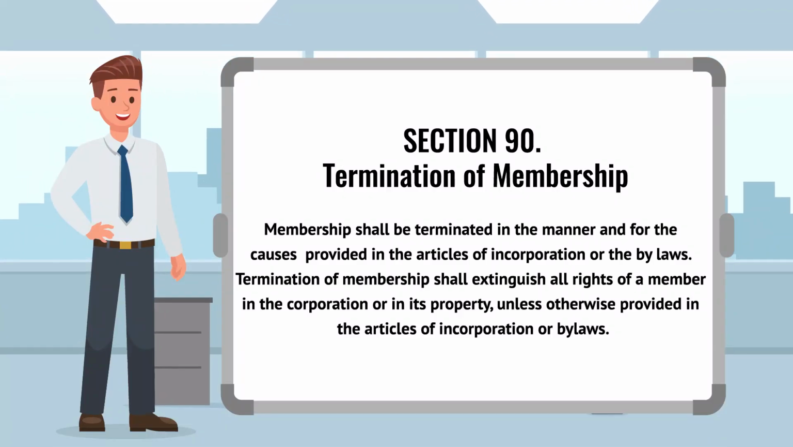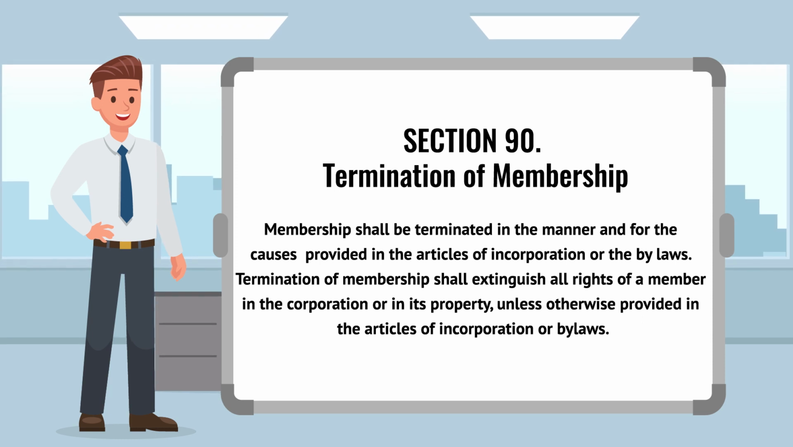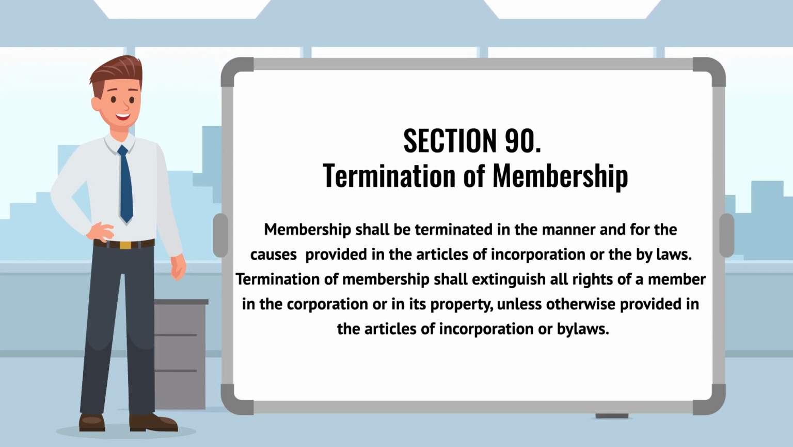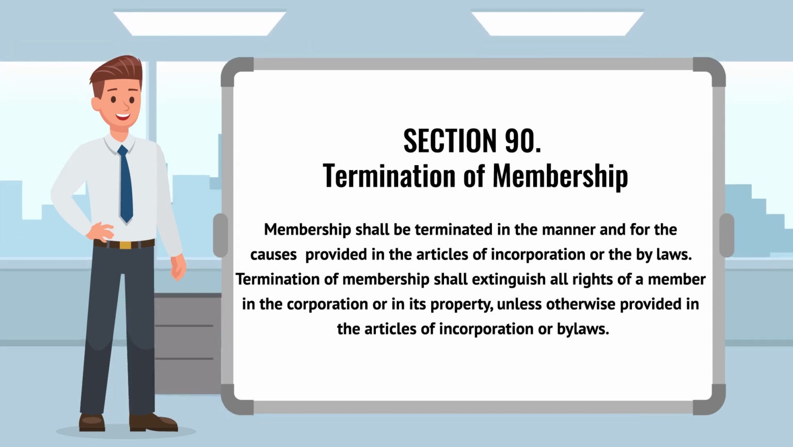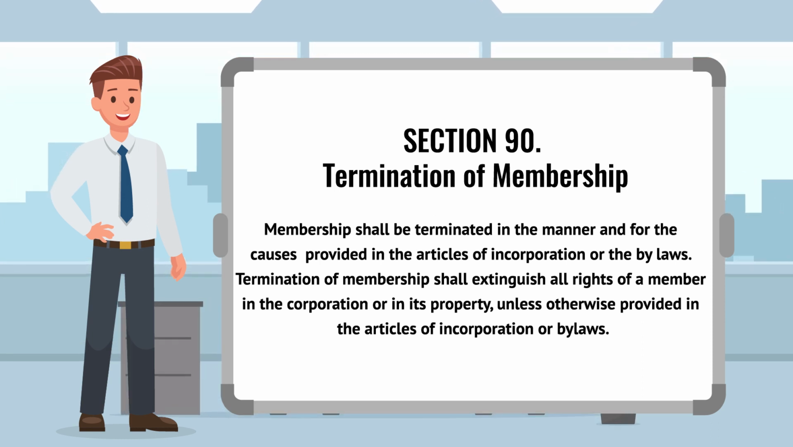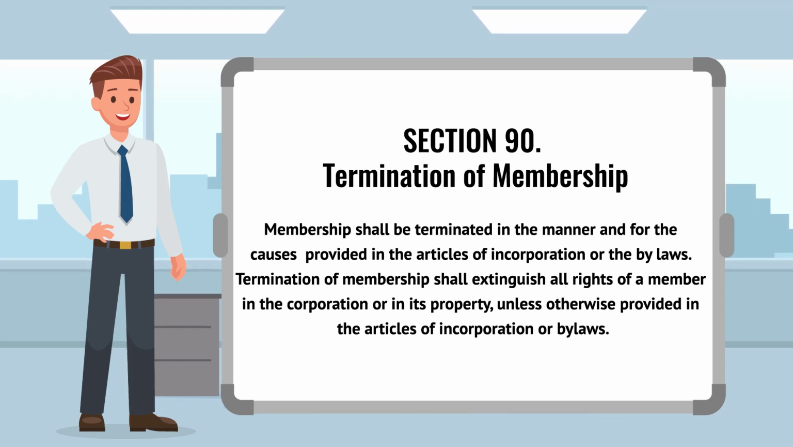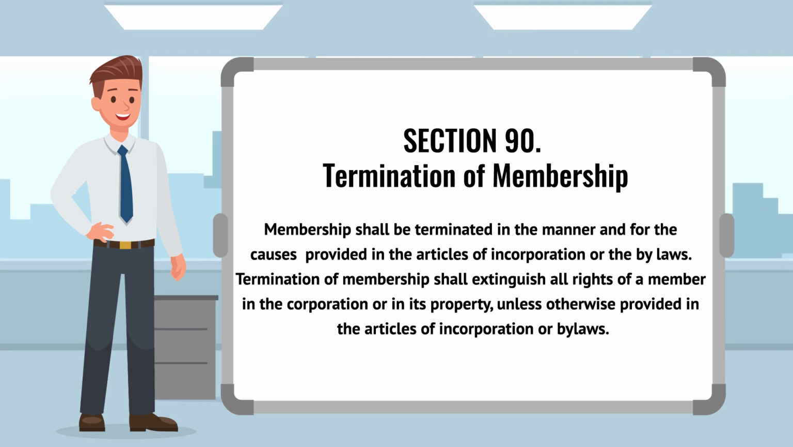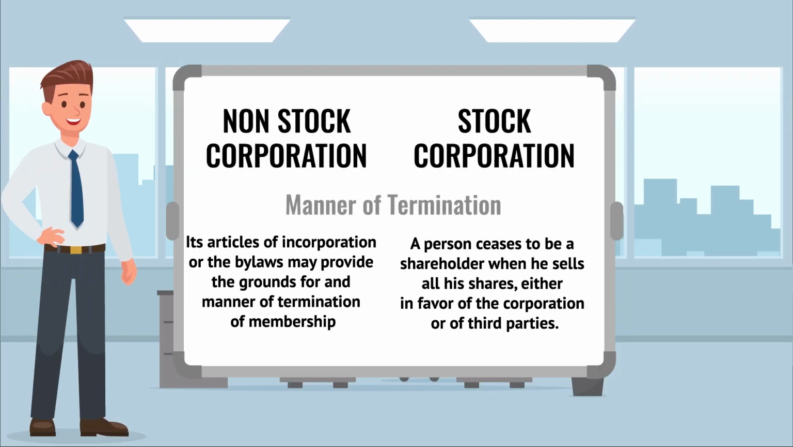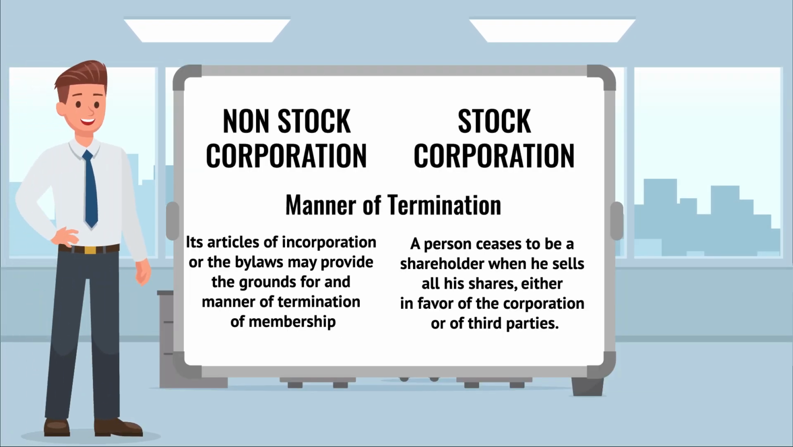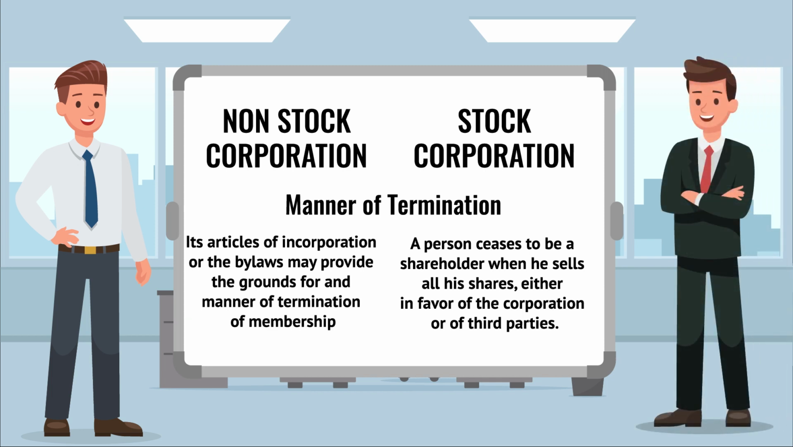Section 90. Termination of membership. Membership shall be terminated in the manner and for the causes provided in the Articles of Incorporation or the bylaws. Termination of membership shall extinguish all rights of a member in the corporation or in its property, unless otherwise provided in the Articles of Incorporation or bylaws. Non-stock corporation, manner of termination: its Articles of Incorporation or the bylaws may provide the grounds for and manner of termination of membership.